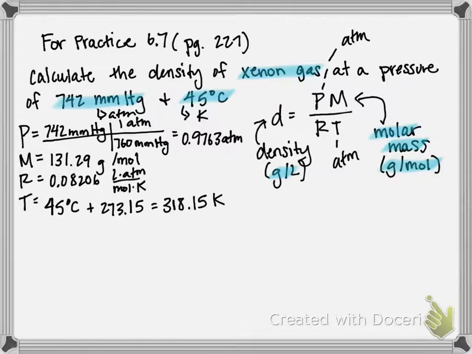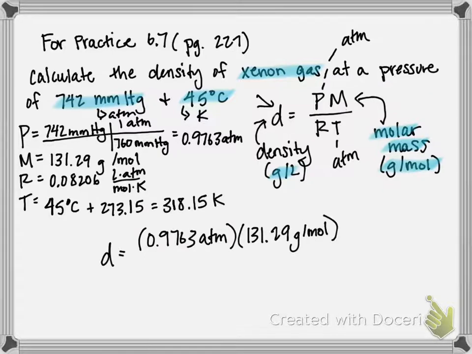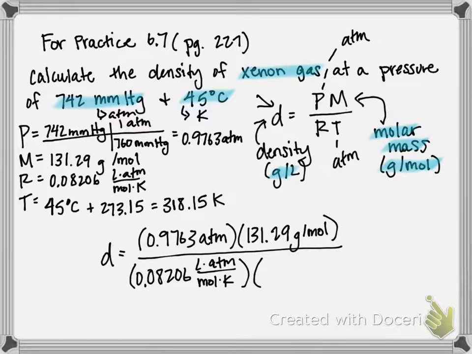Now that I have all that, I can plug it into my modified ideal gas law equation to solve for density. This guy right here. So density is equal to pressure, 0.9763 ATM, times molar mass, 131.29 grams per mole, divided by ideal gas constant, 0.08206 liters times atmospheres over mole times Kelvin, and then finally our temperature, 318.15 K.